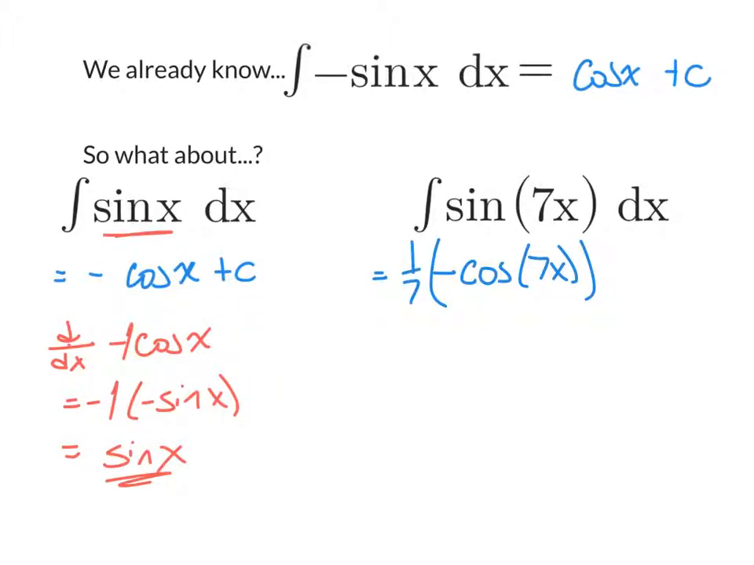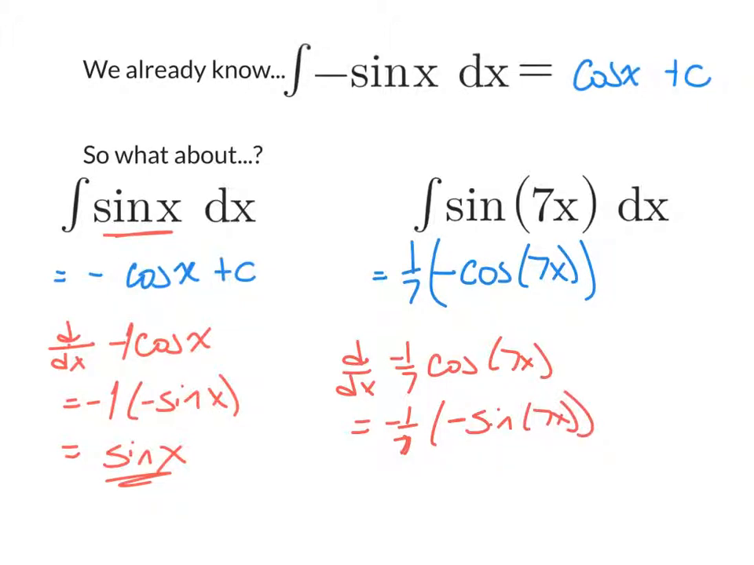We can check it real quick by taking the derivative of -1/7 cosine of 7x, and we would have -1/7 times the derivative of cosine is negative sine of 7x times the derivative of 7x, which is 7. The 7 and the 1/7 cancel, and two negatives make a positive, and all we're left with here is the sine of 7x, which is what we wanted.